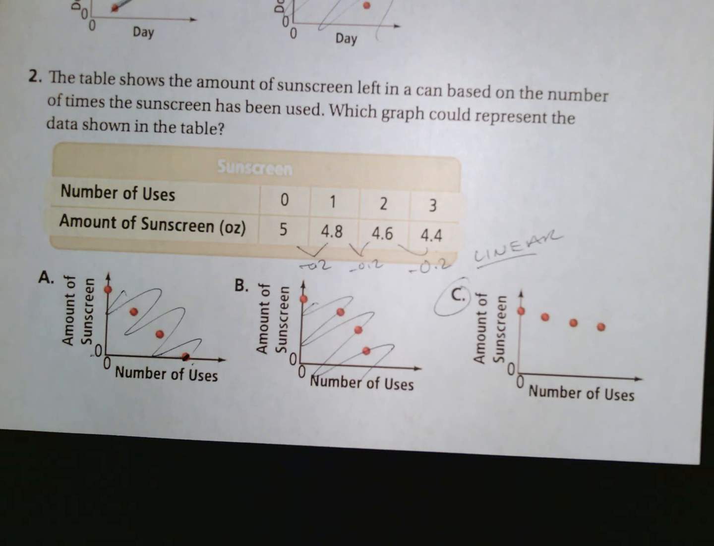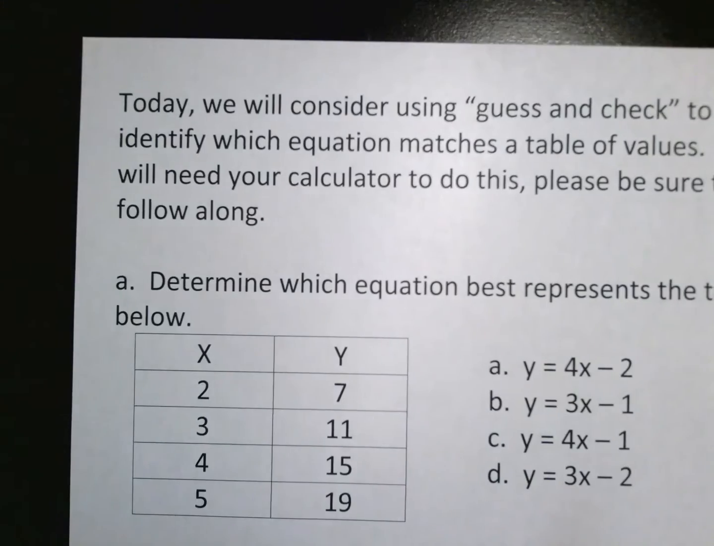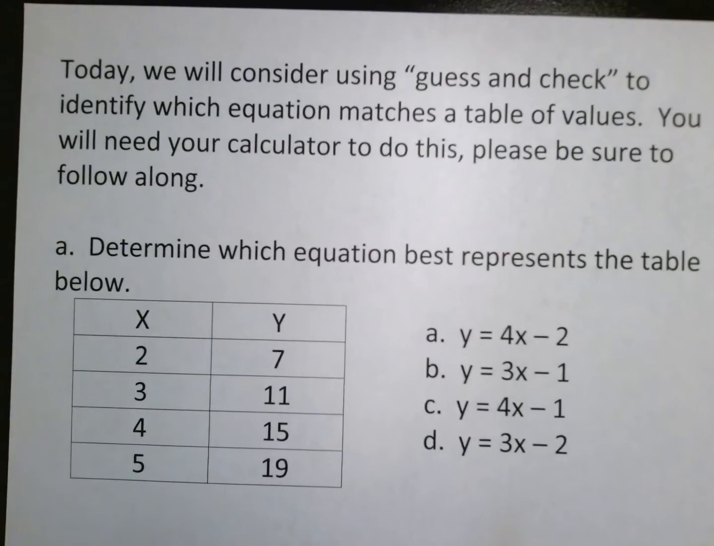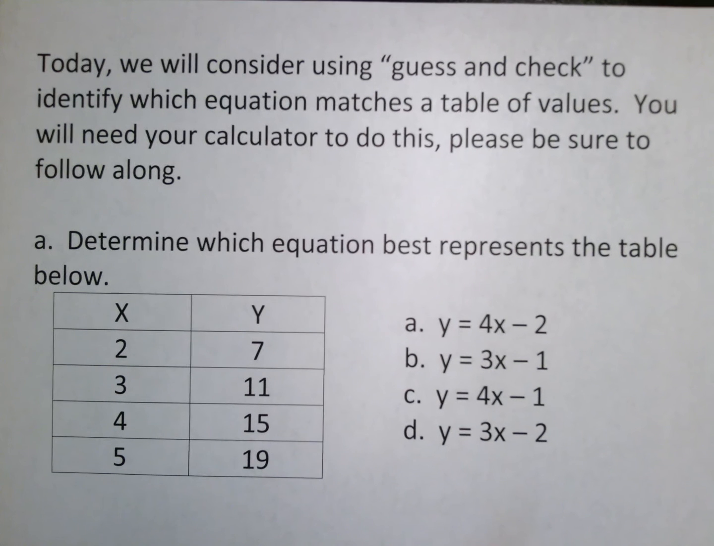So again, part of what you're hopefully going to be able to do as a result of the work in this chapter is look at some graphs, look at some situations and make some assumptions, make some proper guesses. I guess you can say guesses because it's really not a guess, but you can use your common sense and your observation to make sure you know what's going on. Today we're going to use guess and check to try to identify which equation matches the table of values.